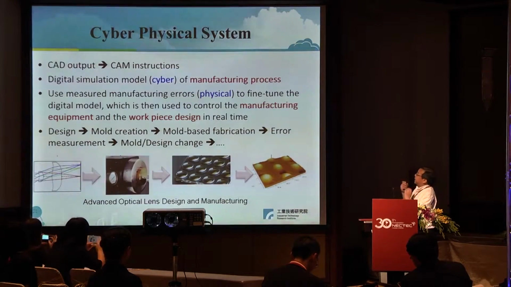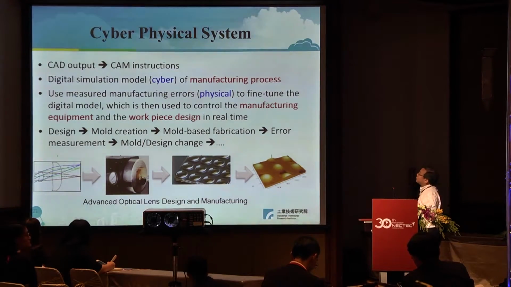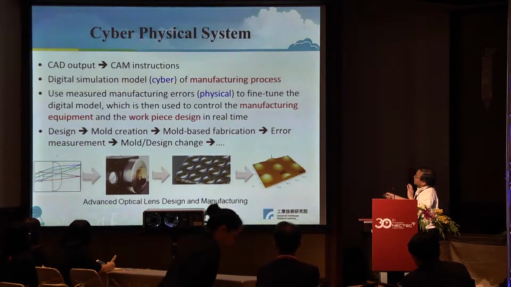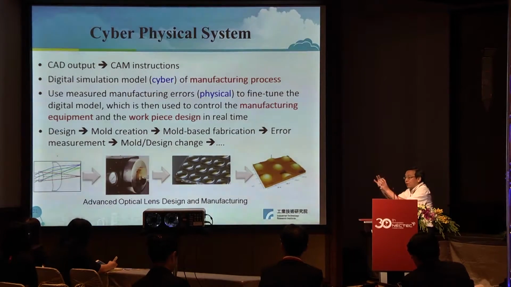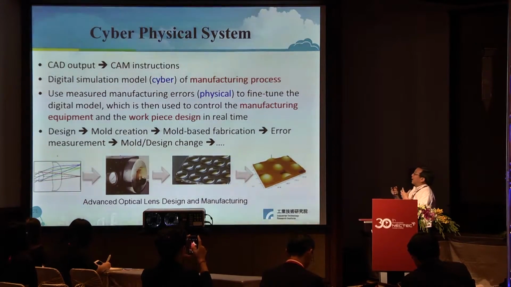And then the other thing is a cyber-physical system. If somehow you can create a complete and accurate simulation model of your manufacturing process, then you go by this particular route. So you have a digital simulation model of the manufacturing process. And then you can measure the manufacturing error, right? You have a work piece, and what it should be and what it turned out to be, that is the error. Using that measured manufacturing error, you can fine-tune your digital model, and then use it to control manufacturing equipment and the workpiece design in real time.